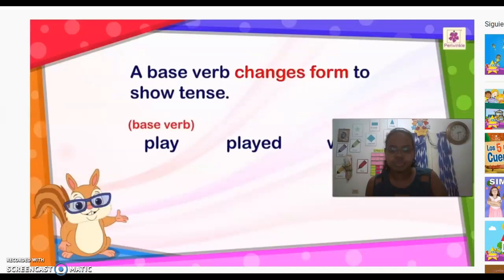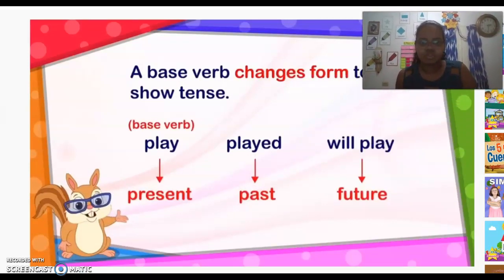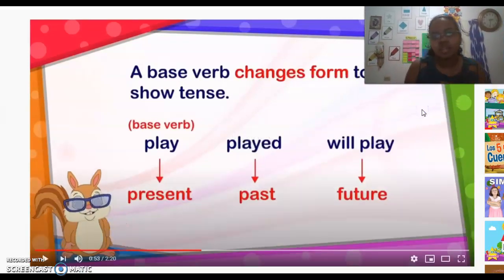A base verb changes form to show tense. So, why do we use a base form? The base form of the verb is used when we're talking in the present. But when we want to change into another tense, for example, the past or the future, remember that we have three tenses. Present, the now, the past, what we already made, and the future, what is going to happen.